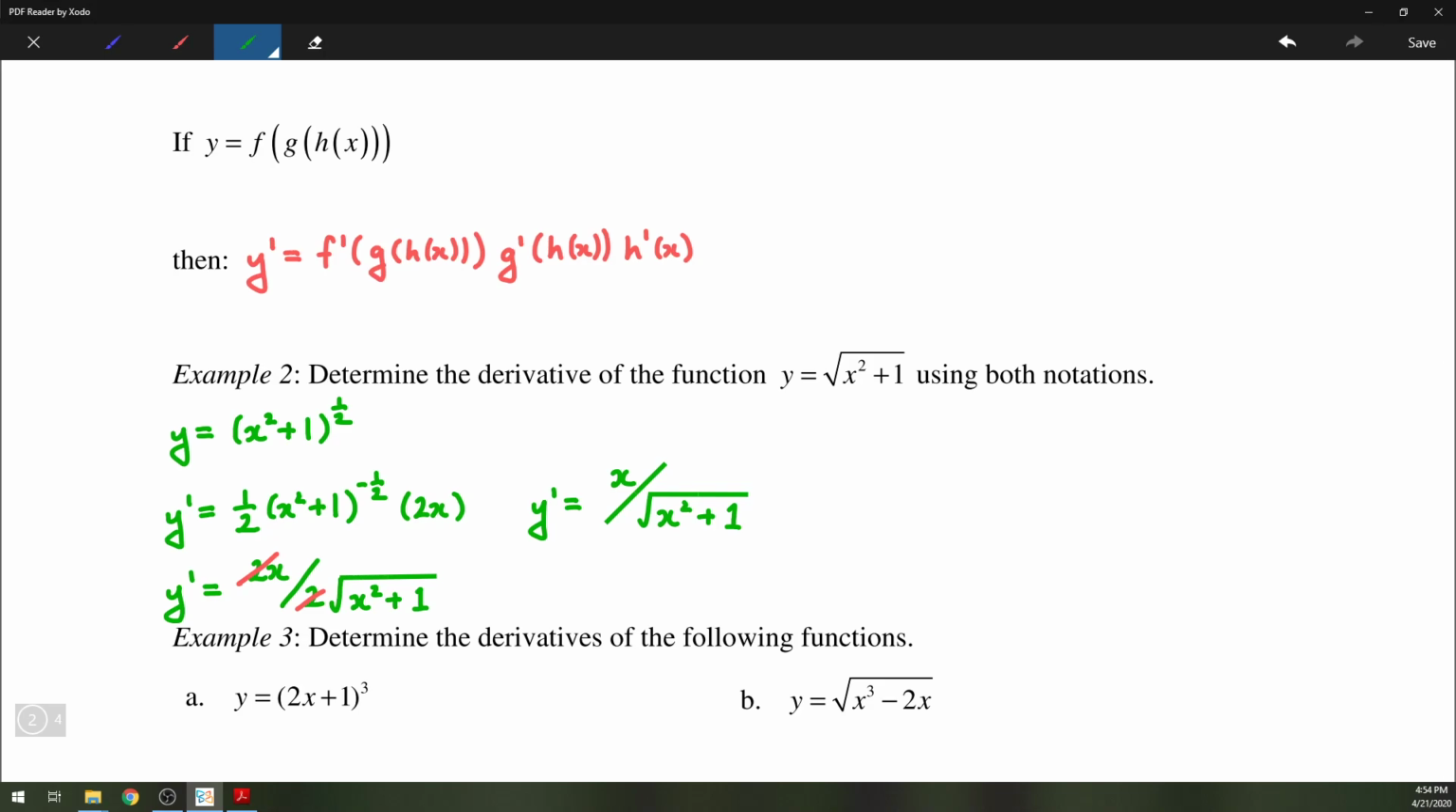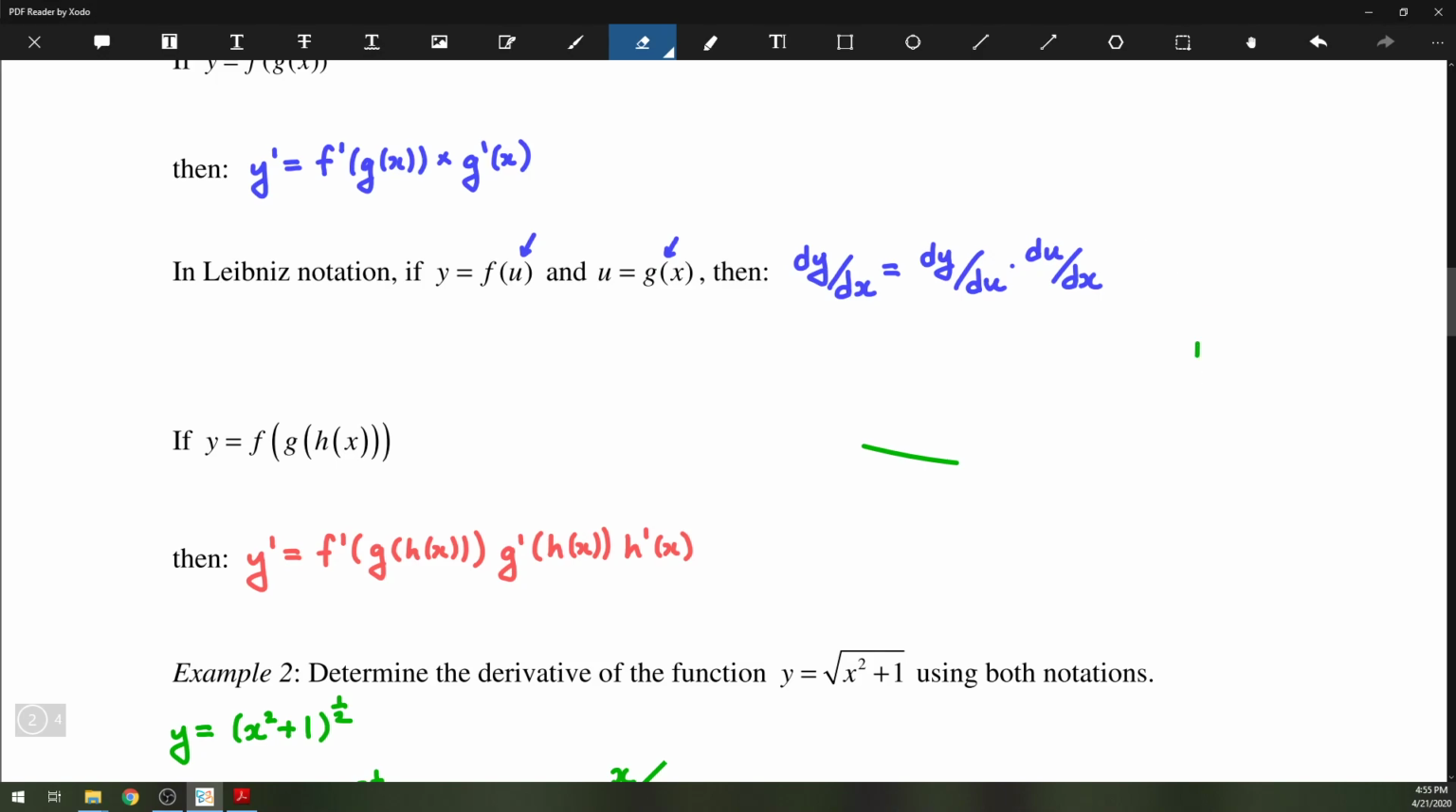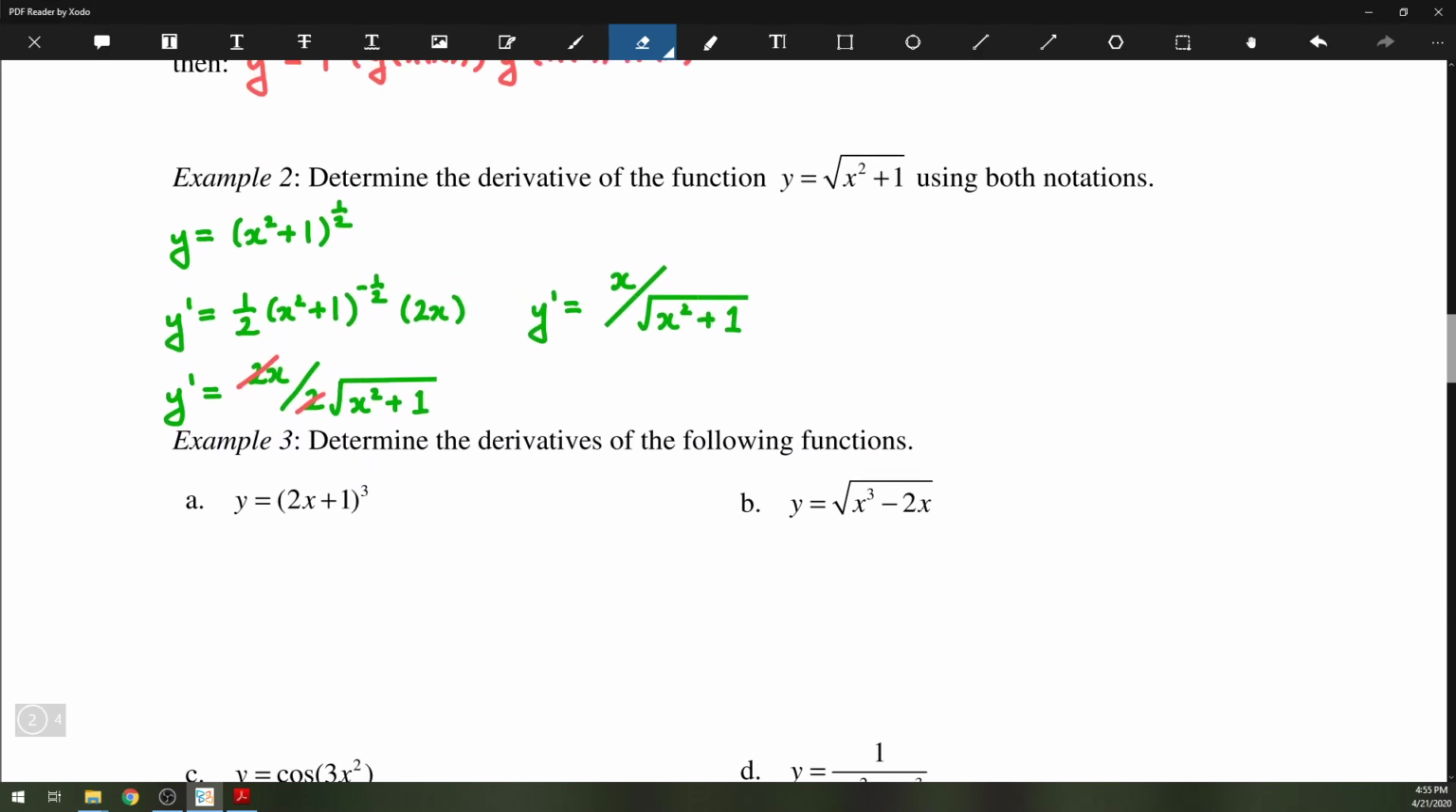Okay, so if we were to take a quick look at this in Leibniz notation, we can also do that. Just going to erase this. Okay, so let's go back.